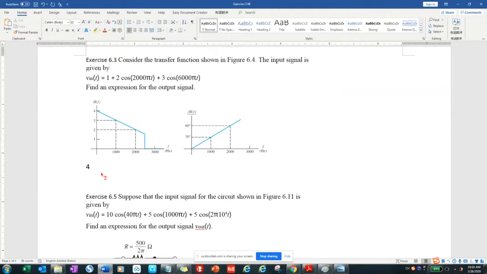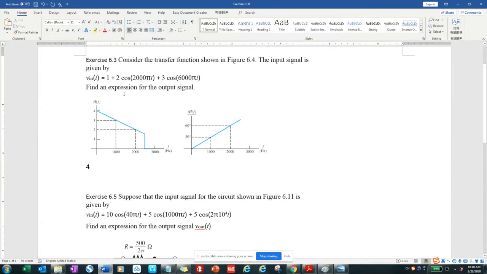Now let's look at the second one. The second component is 2 cosine 2000 pi t. So the magnitude is 2 and the phase angle equals 0. For the frequency, we know that inside the parentheses is omega t, so omega equals 2000 pi. Then the frequency will be 1000. Then we look at the 1000. You can see for the 1000, the magnitude is 3.